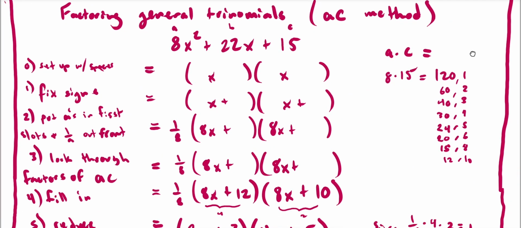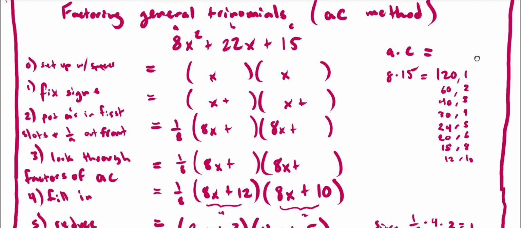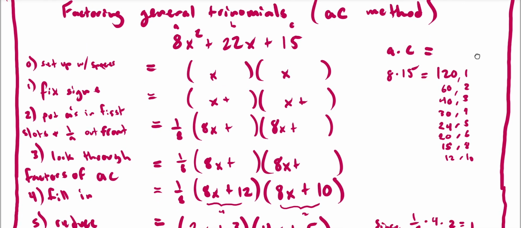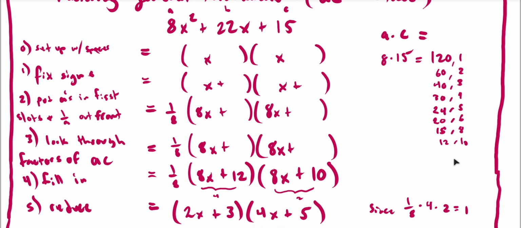Copy this, show it to me later. This is the AC method for factoring general trinomials. Scroll down to get the important stuff in frame here. Let's say I wanted to factor something like 8x squared plus 22x plus 15. First, I need to identify A and C. That's what we're going to pull out. But we can also set up our parentheses, leaving these spaces, fix our signs, a plus and another plus.